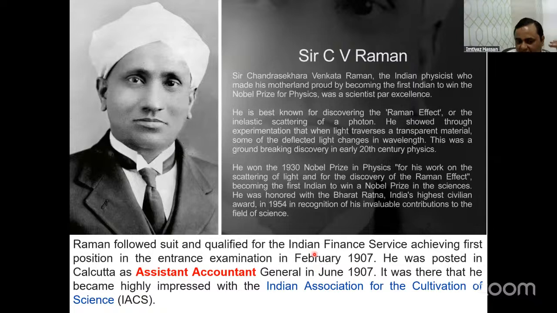And when he joined the Indian Association for the Cultivation of Science, one of the very good institutes, he took the responsibility of ITR filing and all those things. But while visiting the institute, he developed an interest in physics, and later his discovery, you all know. So something has to ignite you in such a way that you become something. And I hope that after this lecture, some of you may become a C.V. Raman, because his thinking was different.